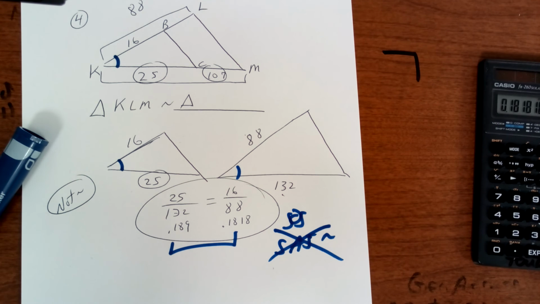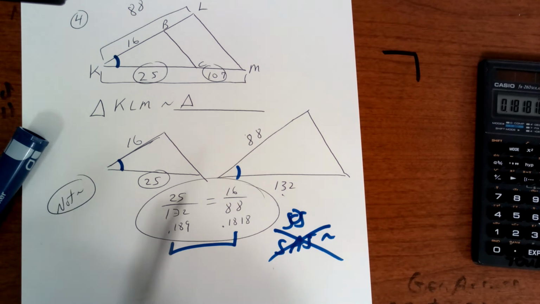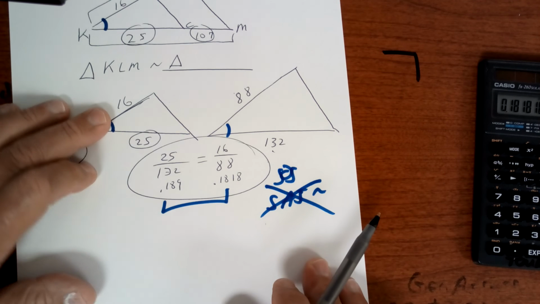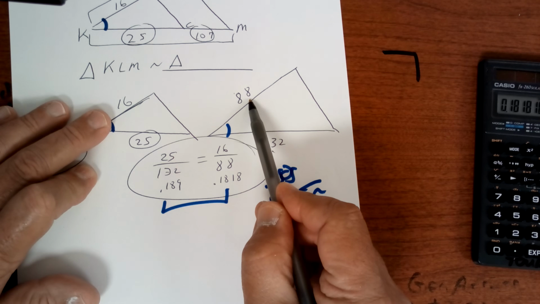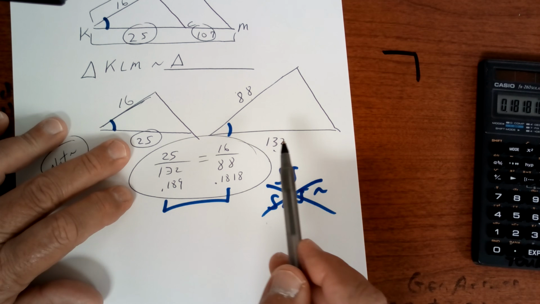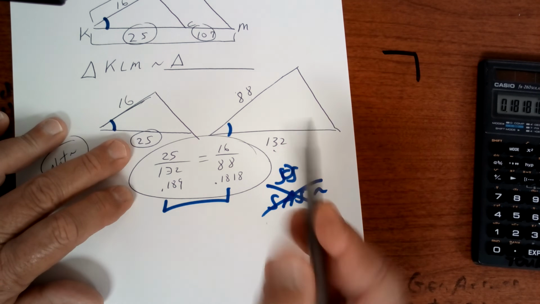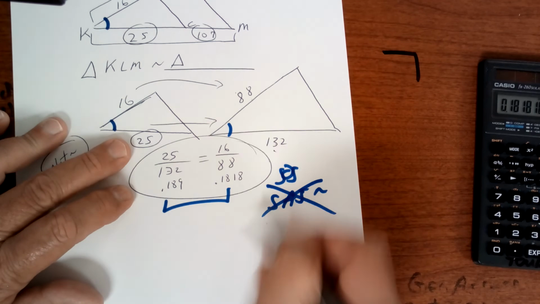And let me just double check my work. The whole thing is 88, 132 is correct, 1625, and then I put 16, which is, let me just try it another way. 16 is the smaller one. I'd put it over the smaller one. 25 is the bigger one, and I would put it over the bigger one, and I'm going in the same direction. And I did everything right, but it doesn't work out.